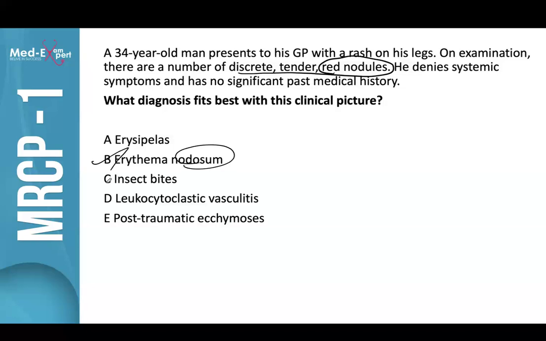End of the story. Erysipelas is a cellulitic-like picture. It's not a vasculitic lesion. Post-traumatic ecchymosis: where does it say there is a trauma here? We don't know. Right? There's no trauma. Nobody says there is a trauma here. This is erythema nodosum. Okay? This is erythema nodosum.